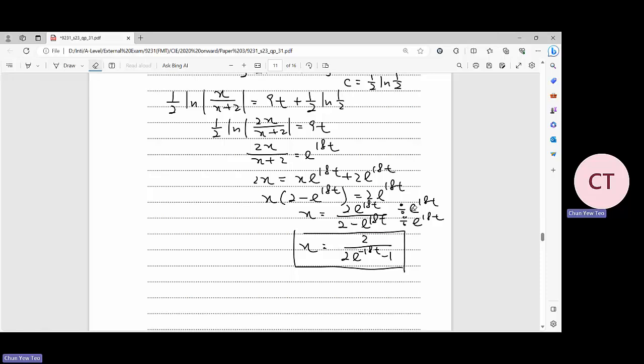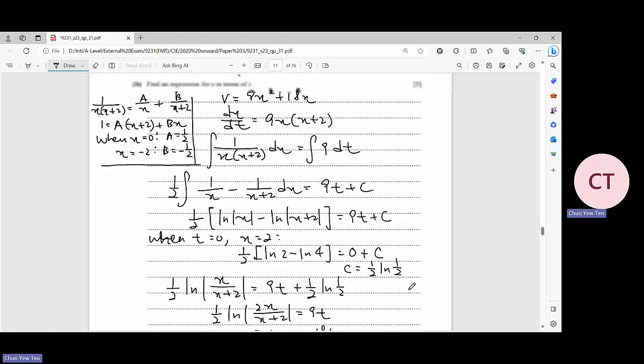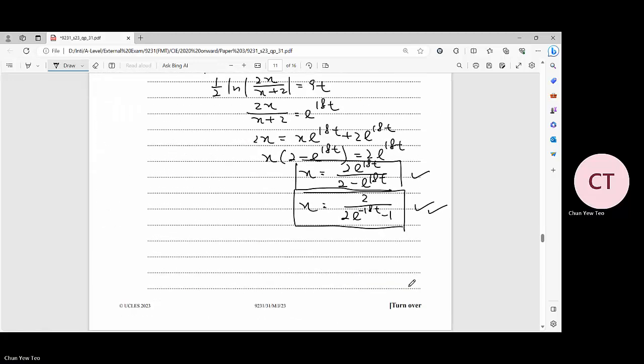Now to highlight to you that the earlier answer is not wrong. Both of the answers can be accepted. This answer is okay, this answer is okay. But if you talk about preferences, usually we prefer the second one because we want the power of e to be a negative value. Okay, so this will be the answer for part B.